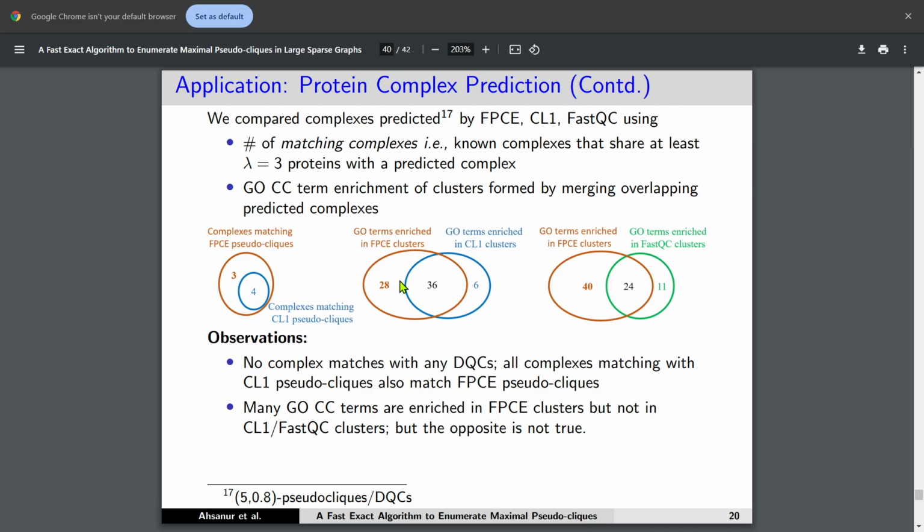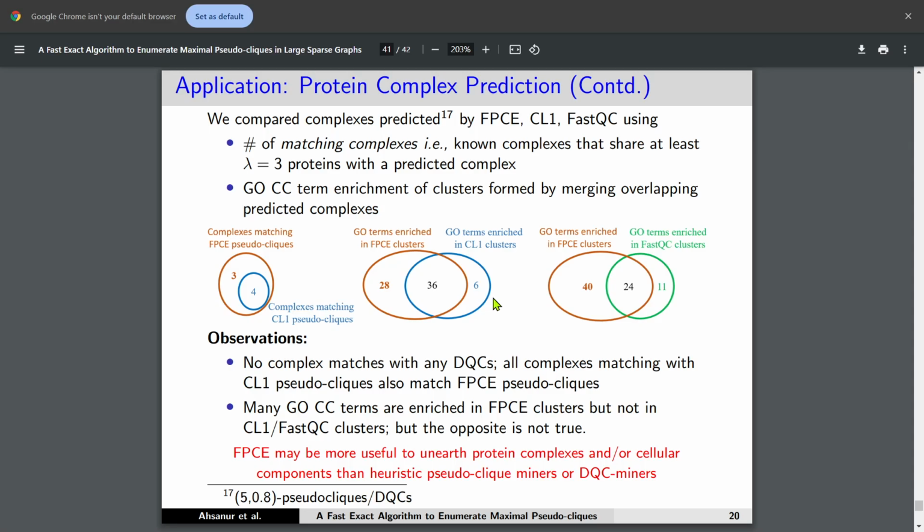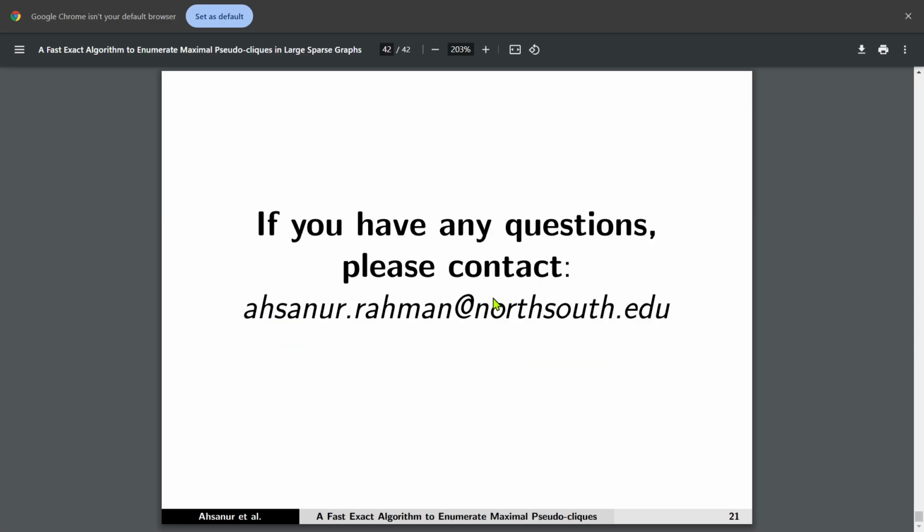Also, many GO-CC terms are enriched in FPC clusters, but not in CL1 or fastQC clusters. However, the opposite is not true. It shows that FPC may be more useful to unearth protein complexes and or cellular components than heuristic pseudo-clique miners or DQC miners. With this, I conclude.